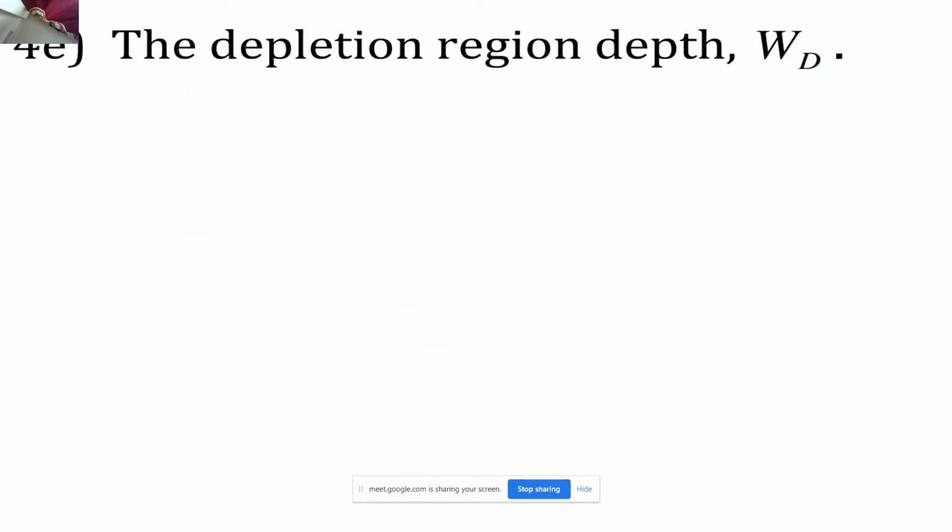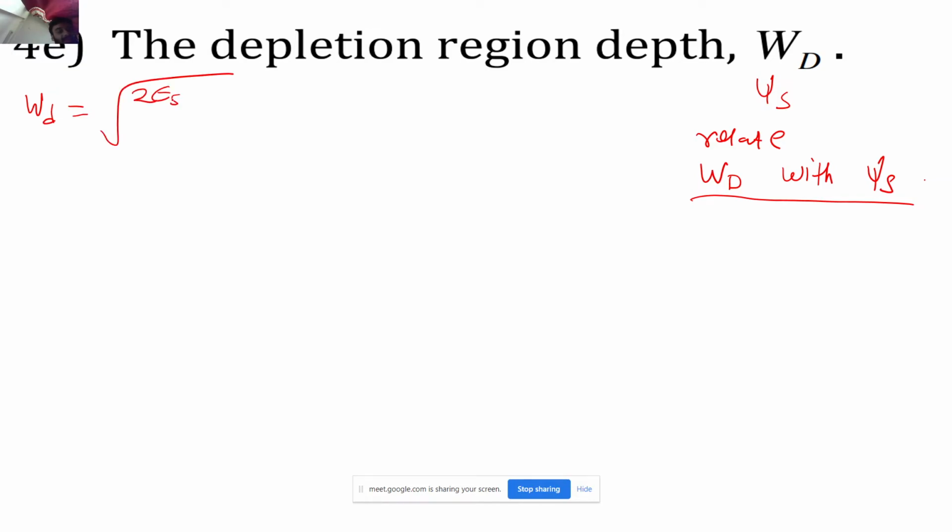Now coming to the next question, we want to calculate the depletion width. I already know the value of Psi-S. So if I relate WD, the depletion width, with Psi-S, my job will be done. I will use the formula relating WD with Psi-S: WD is the square root of 2 epsilon Si upon QNA times Psi-S. This is the value of the depletion width.